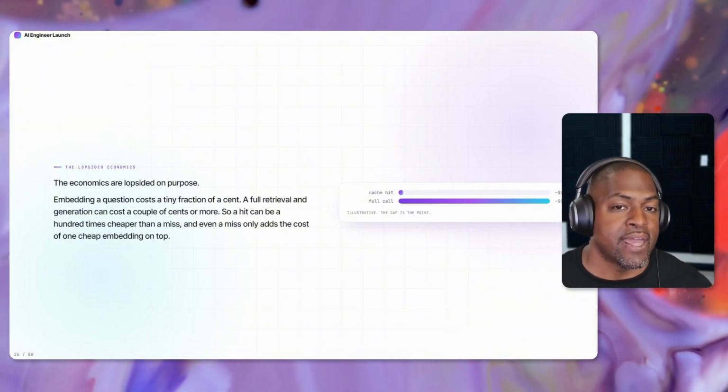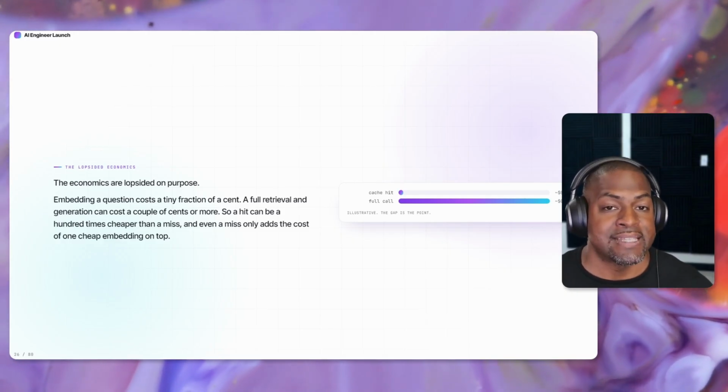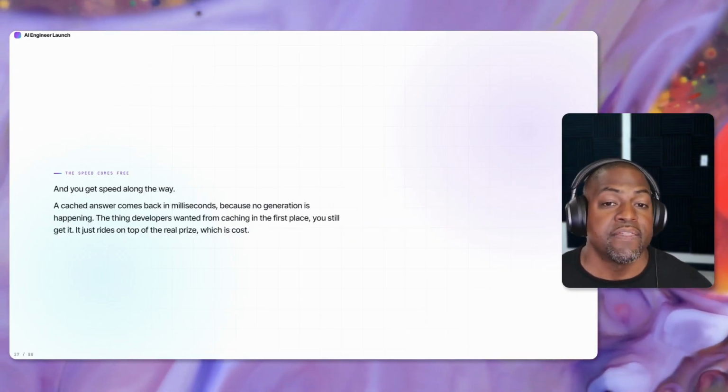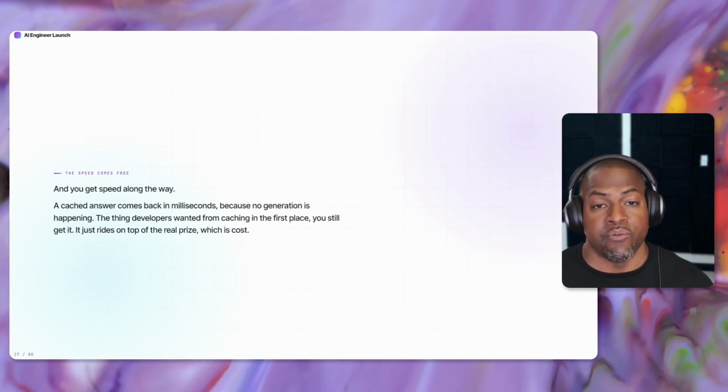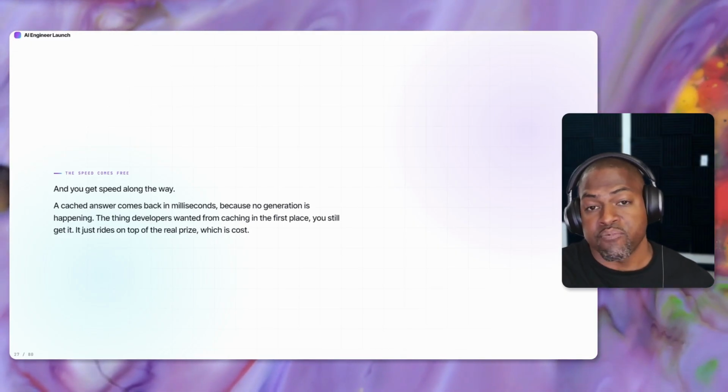And you get speed along the way. A cached answer comes back in milliseconds because no generation is happening. The thing developers wanted from caching in the first place, you still get it. It rides on top of the real prize, which is cost.